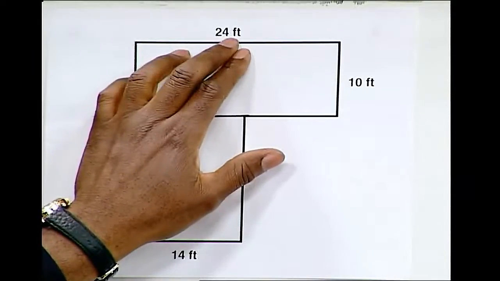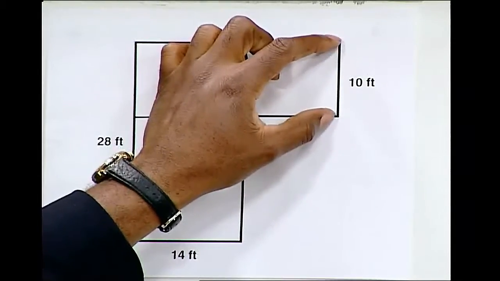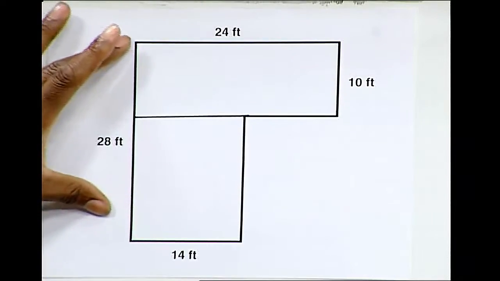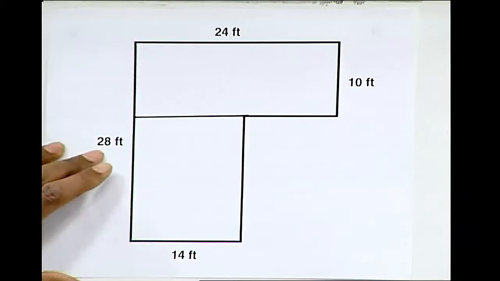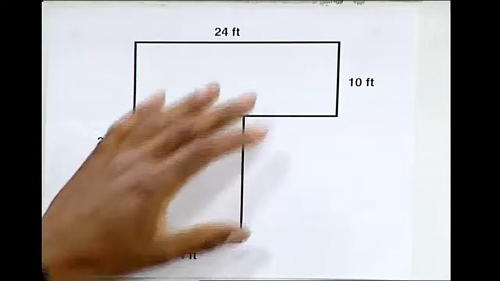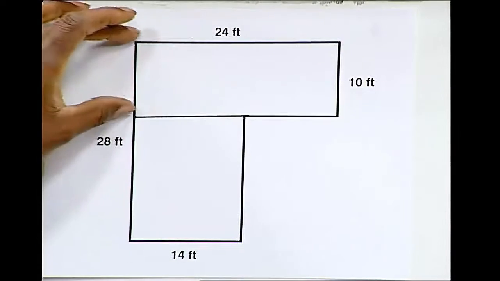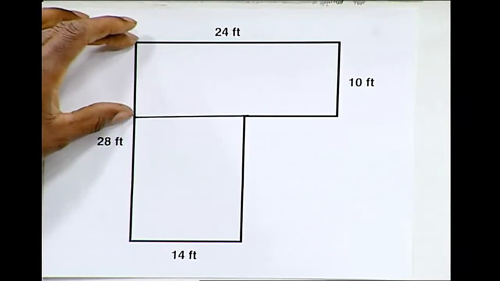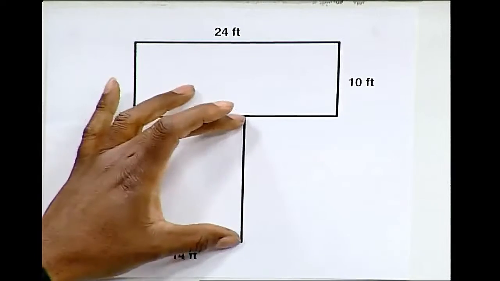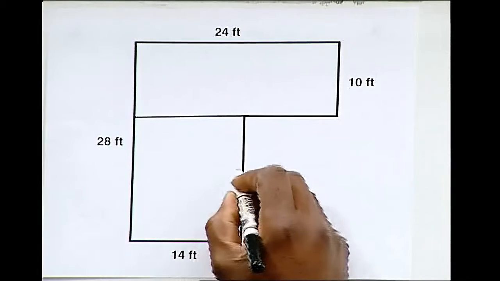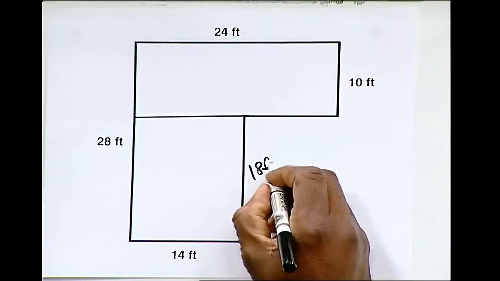The top area is 24 feet long and 10 feet wide. The entire side is 28 feet. This side of this rectangle is 10 feet. If we subtract 28 minus 10, we will get this side, which is 18 feet.